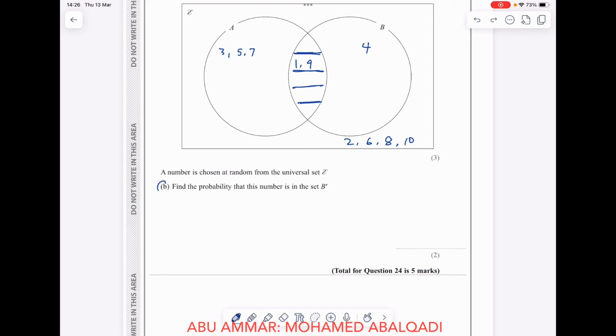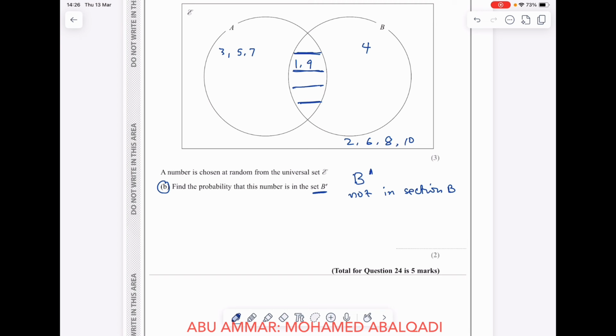Next question is question 24b, and question 24b says a number is chosen at random from the universal set. Find the probability that this number is in the complement set B. So complement set B is represented by this line here. We have to be very careful, and this line means not in section B. So they are asking the probability that this number that is selected at random will not be in section B.